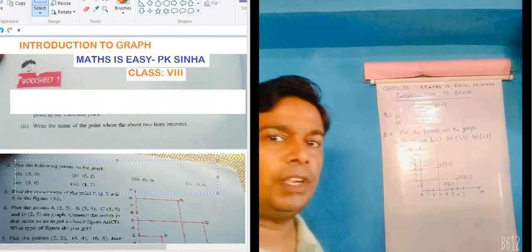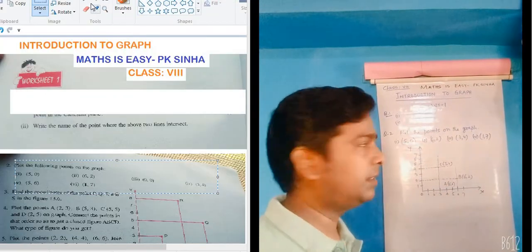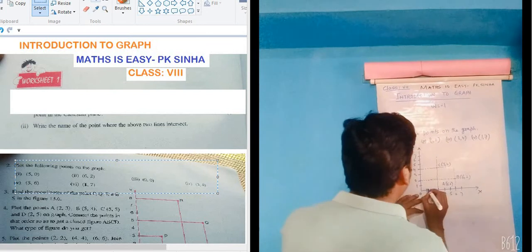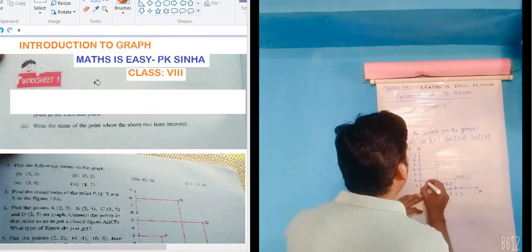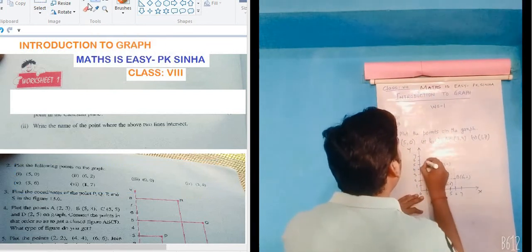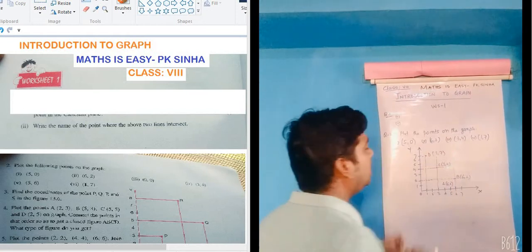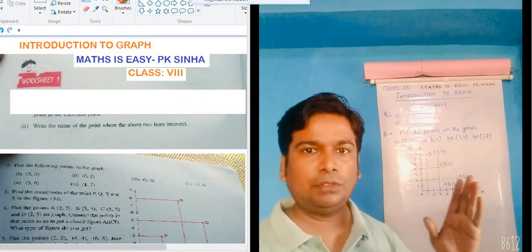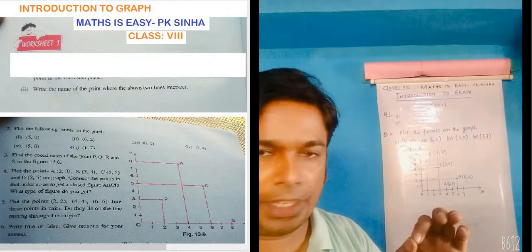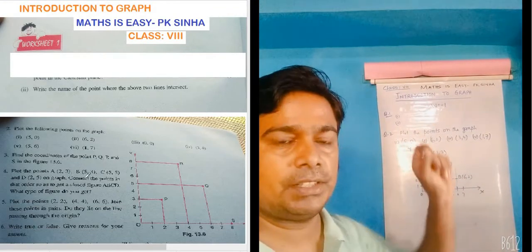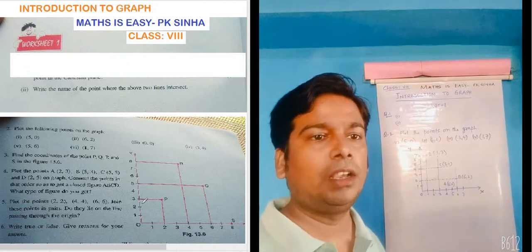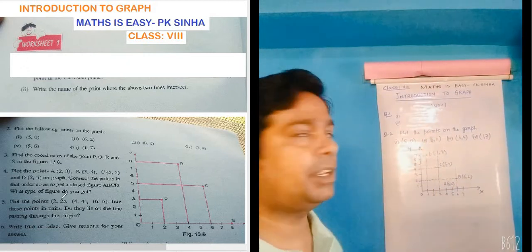Okay. Next point is (1, 7). On the x-axis 1 and on the y-axis 7. So this is the point (1, 7). So it is very easy. You have to draw a perpendicular from the point on the x-axis and y-axis, and where they intersect, that will give the required point.